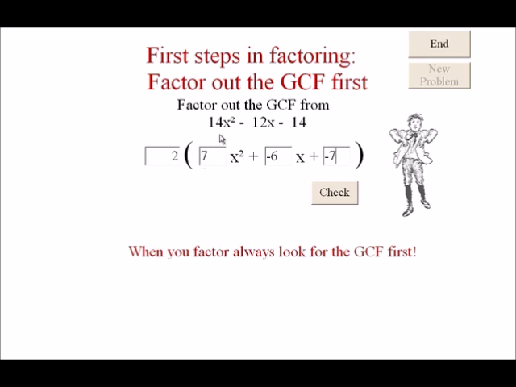2 times 7 is 14x squared. 2 times negative 6 is negative 12x. 2 times negative 7 is negative 14. I'm pretty sure I'm right. He put his hand up, and I have correct.